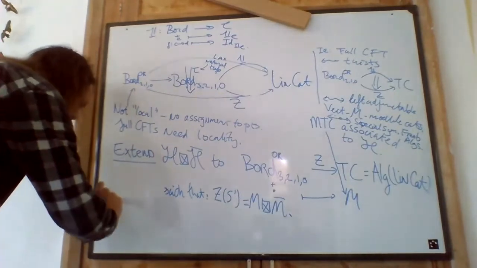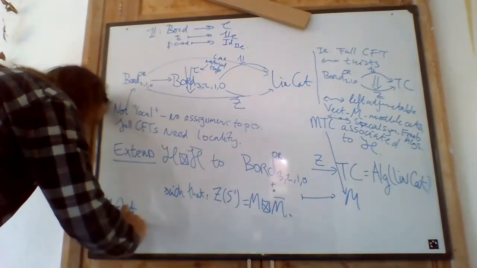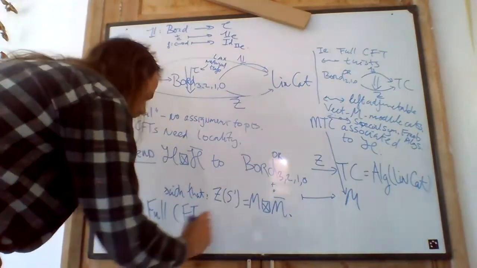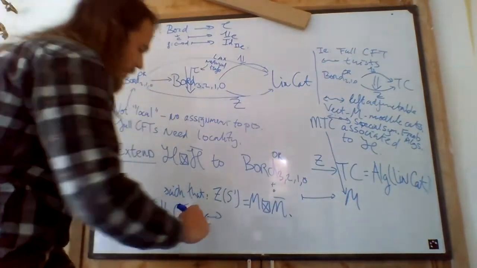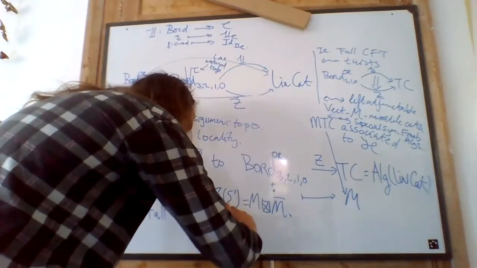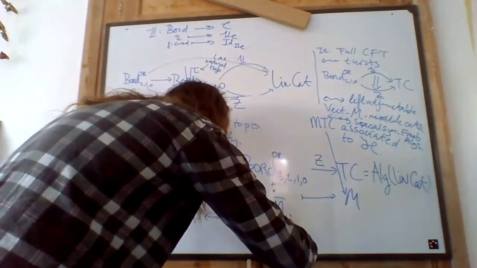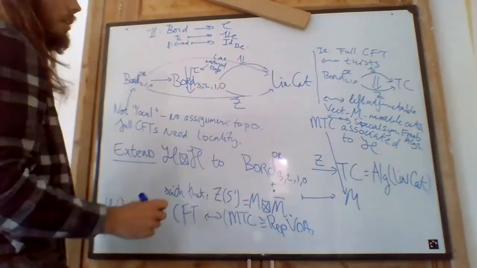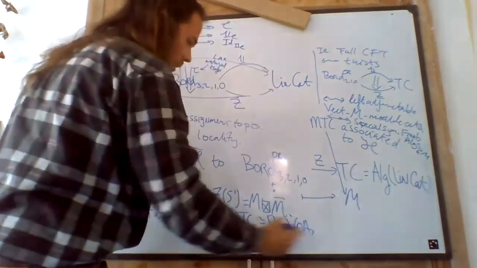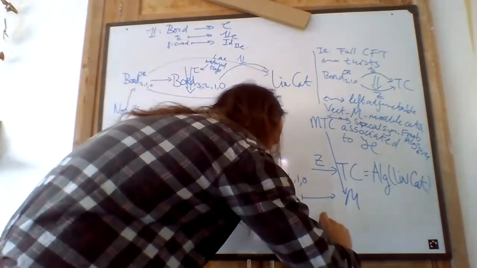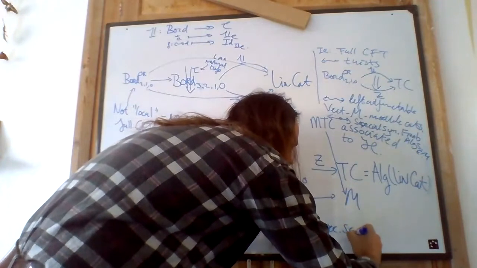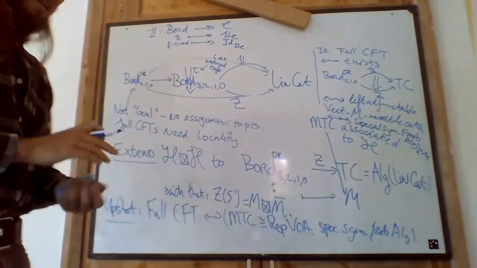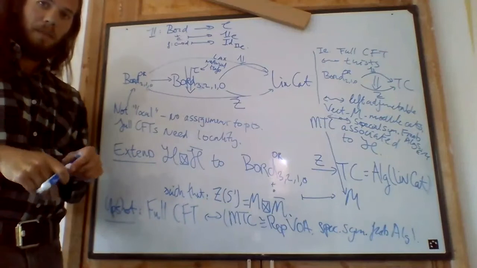So the upshot is that you can get a full CFT by taking a chiral CFT, so an MTC, which comes from a VOA, together with a special symmetric Frobenius algebra object in this MTC. Okay, and I think I should stop there.